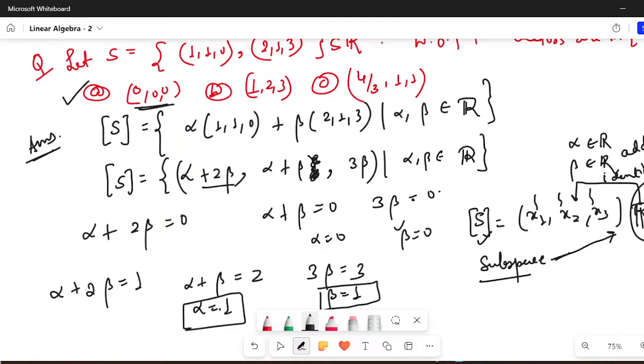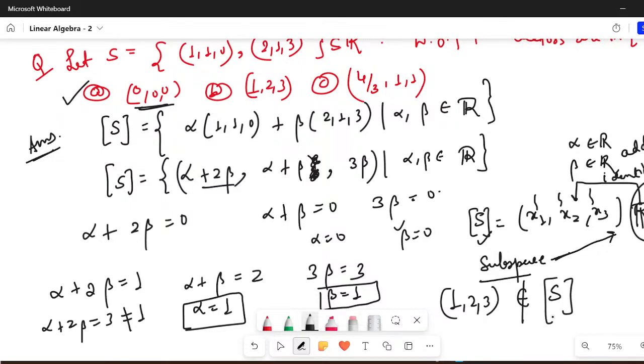But if beta is equal to 1 and alpha is equal to 1, then alpha plus 2 beta would be equal to 3, and it is never equal to 1. So clearly these three equations are not simultaneously satisfied. So I can say that (1, 2, 3) does not belong to the span of S.